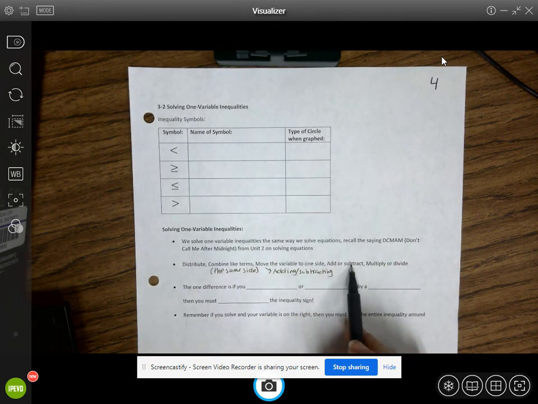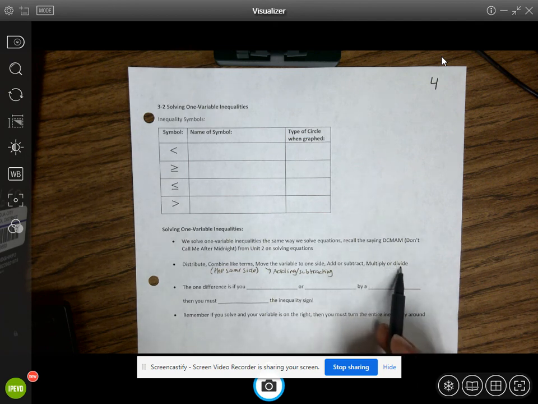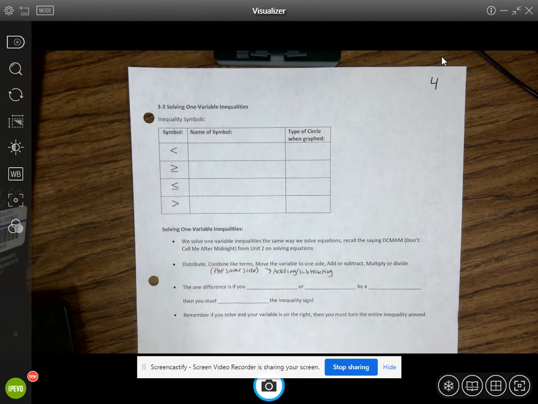Then you add or subtract your constant. Remember, it's the opposite of what you have. If you have addition, you would subtract. If you have subtraction, you would add. And then you multiply or divide your coefficient. If you have multiplication, you're going to divide. And if you have division, you're going to multiply.